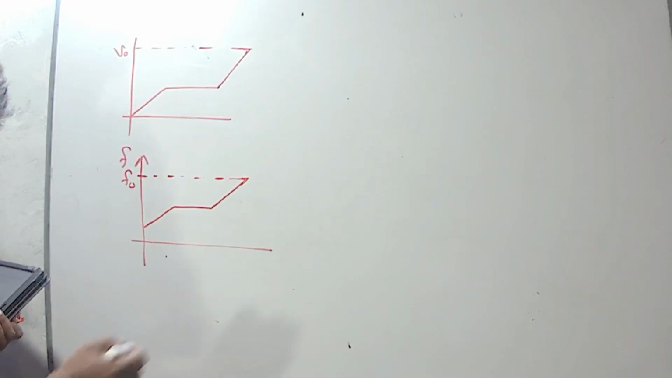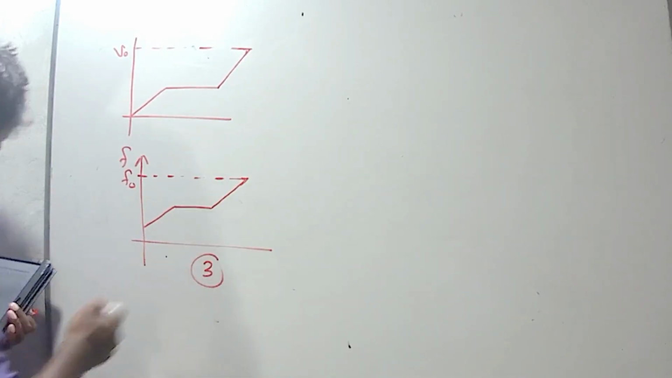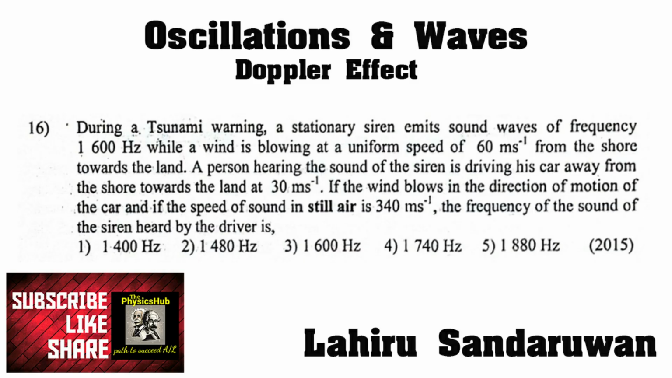Then the answer should be 3. During the tsunami warning, a stationary siren emits a sound wave of frequency 1600 Hz, while a wind is blowing at a uniform speed of 60 meters per second from the shore towards the land.